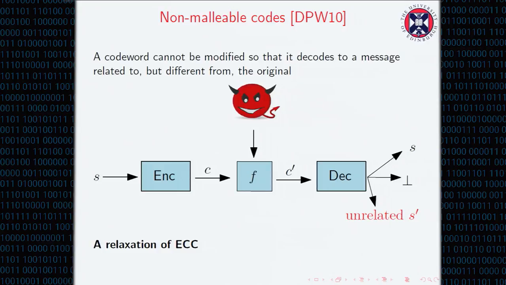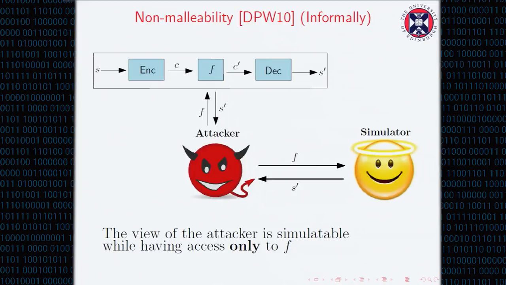So the first two outputs here are like in error correcting codes, right? In error correcting codes, if you have a bounded number of errors in a codeword, you will receive your original message or you will receive bottom. In this notion, we allow the output of the decoder to be a message S prime, which is unrelated to the original message S. And I will explain what unrelated means in the next slides.